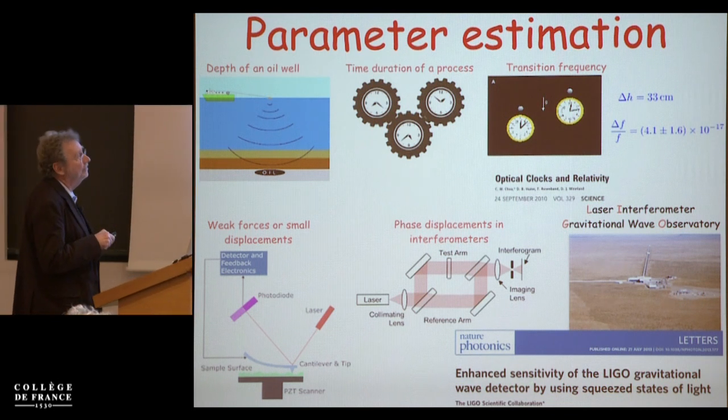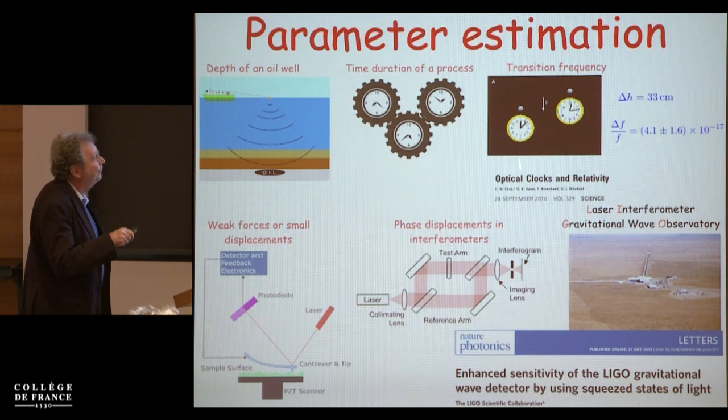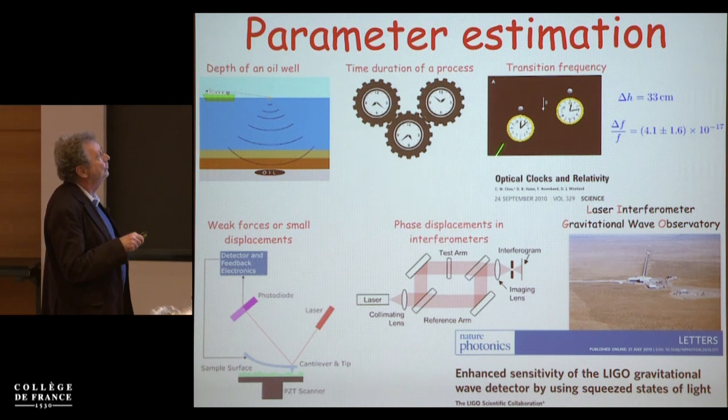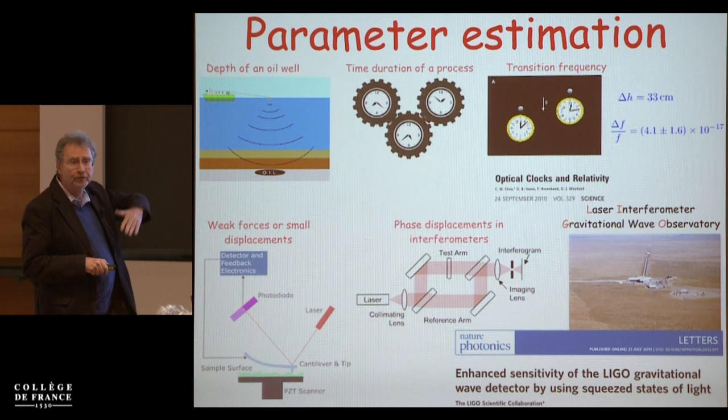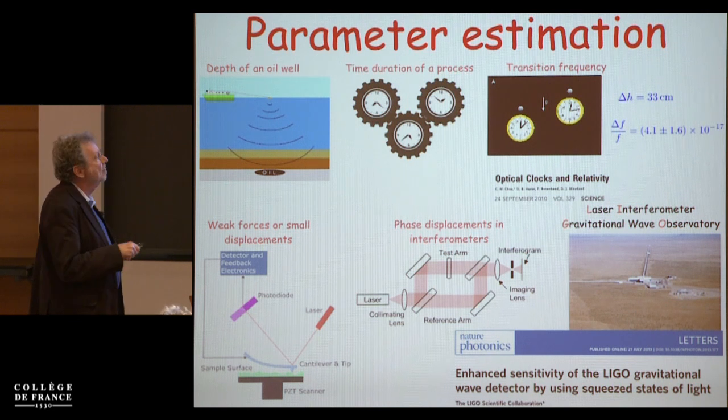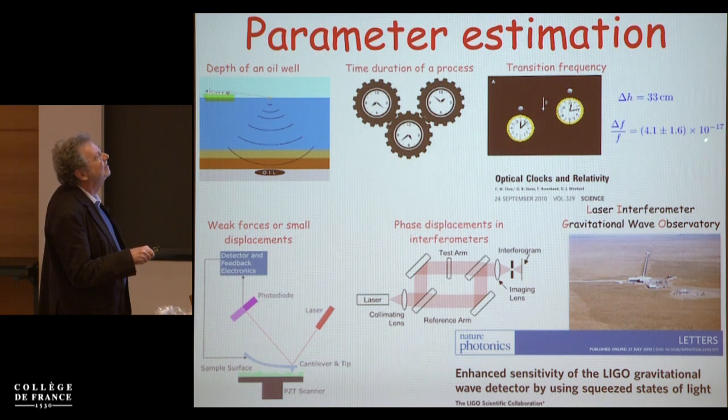Or we might be interested in evaluating the difference in frequency of some atomic transition due to a small displacement of the atom in the gravitational field. And you see that in this experiment done in Wineland's group, the precision in the measurement of the frequencies is actually very high.